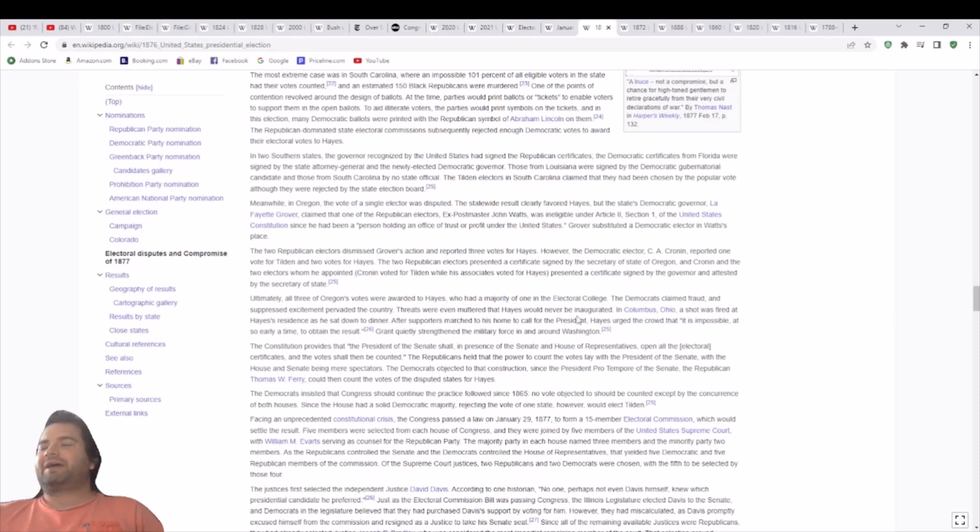So they signed a compromise, and the result of the compromise was that the Reconstruction would end. That the troops would leave South Carolina and Louisiana, ending the era of Reconstruction, giving Hayes the presidency, ending the era of Reconstruction, and starting the Jim Crow era.